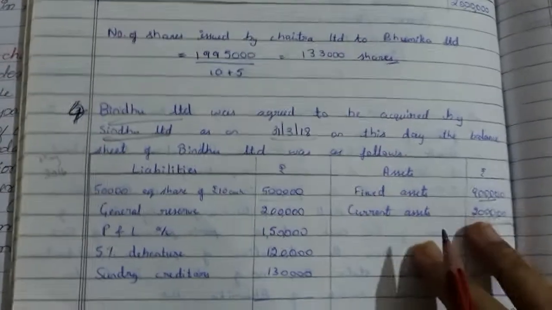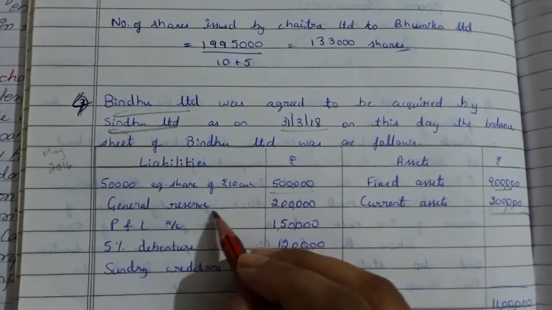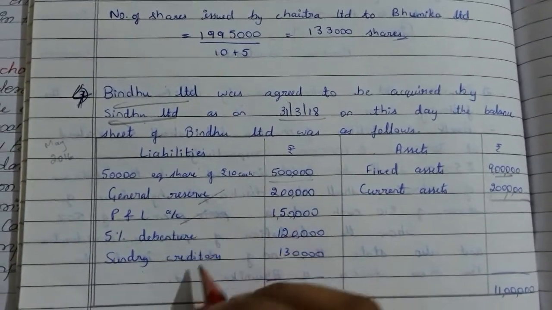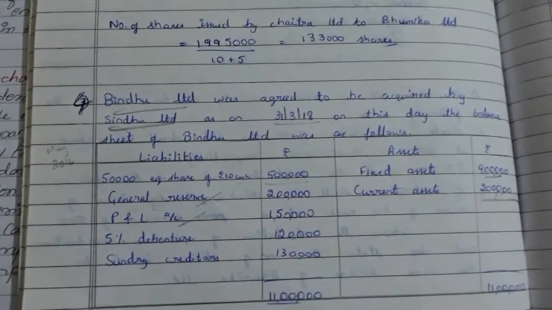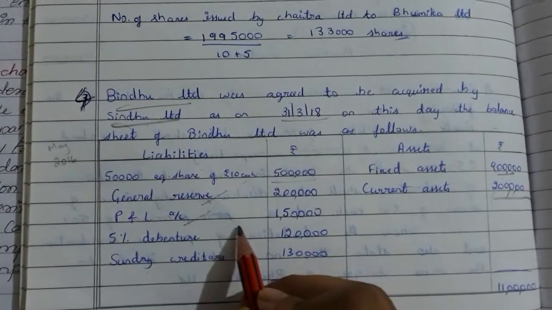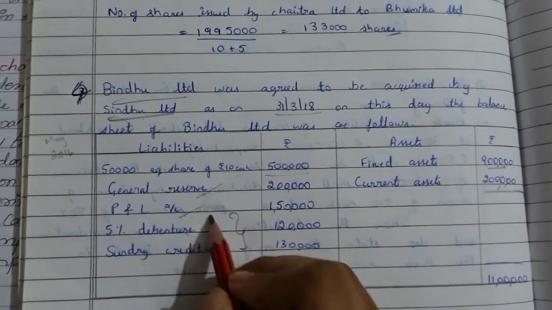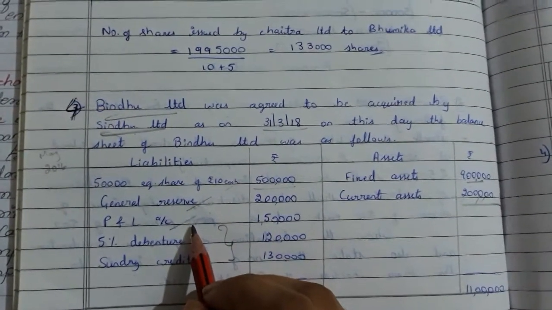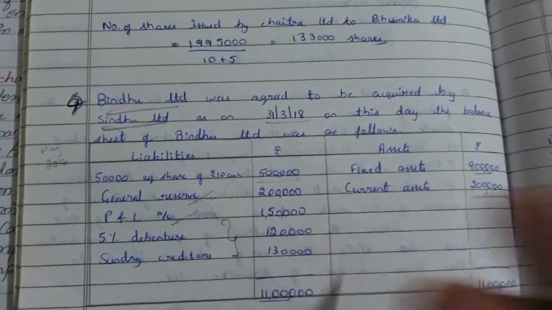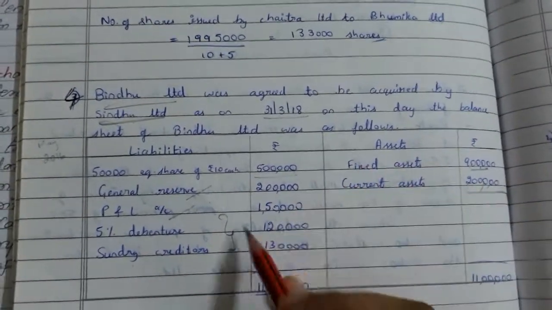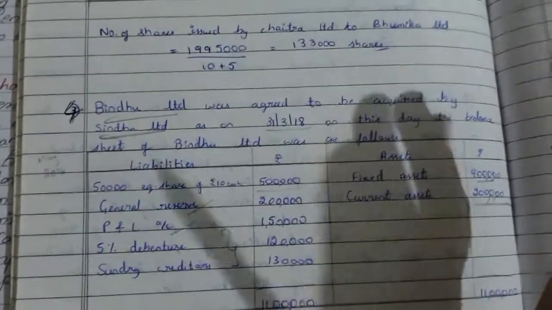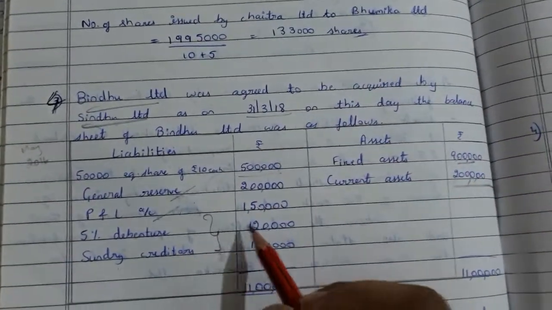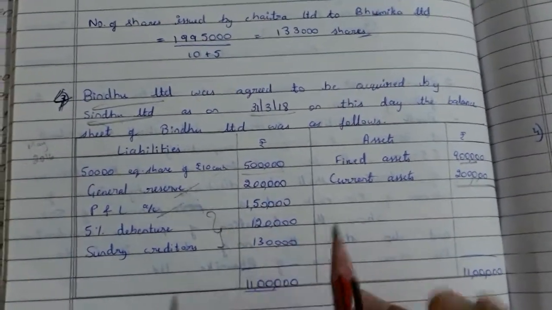As you can see, there are many things: general reserve is there, profit and loss account is there, shares are there. Now we will be taking only the liabilities, not these, because both are reserves of the company that belong to the owners of the company. We will not be considering that. So one more thing you can understand: if you understand this much, that only liabilities are taken over, that's enough.